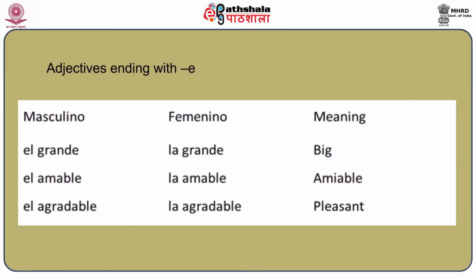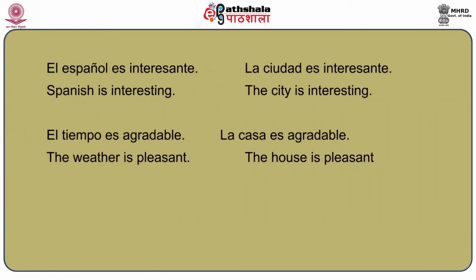But let's see a list of all those adjectives which do not change. So adjectives ending with e, like grande, amable, agradable, will not change for masculine and feminine. For example, el español es interesante. So here, interesante, the adjective interesting, is used for el español. But la ciudad es interesante, meaning the city is interesting. So here, interesante remains the same even though the noun is feminine.